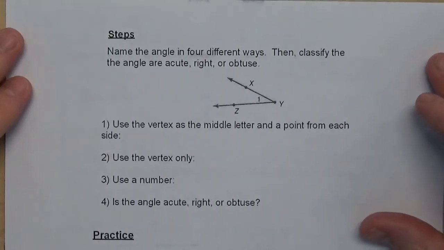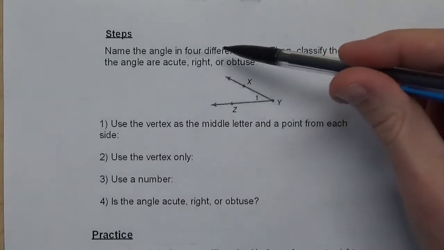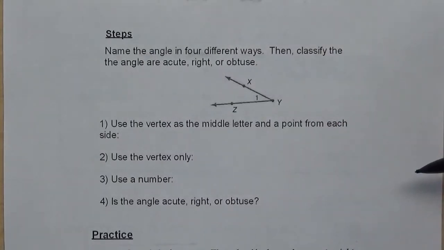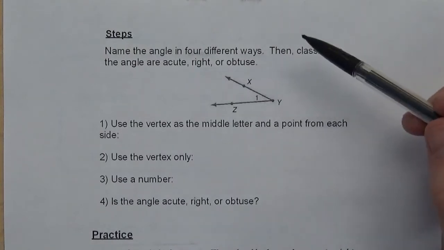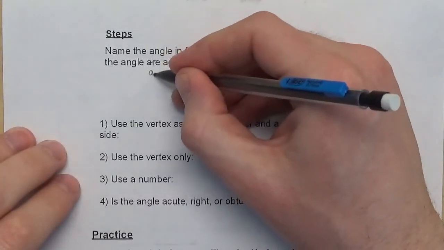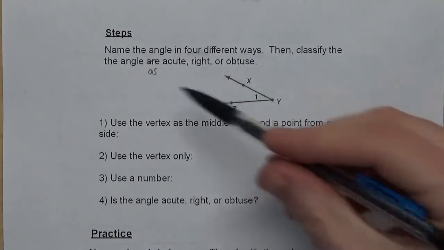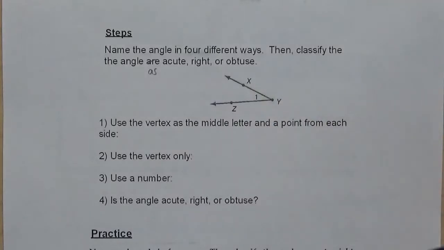All right, let's flip over to the back and let's do a little bit of practice with these here. One of the other things we're going to do today, besides just knowing the types of angles, is being able to name angles. So name the angle in 4 ways, then classify the angle as acute, right, or obtuse. So there's 4 different ways to name an angle, and we're going to go through those, and then we're going to decide whether it's an acute, right, or obtuse angle.